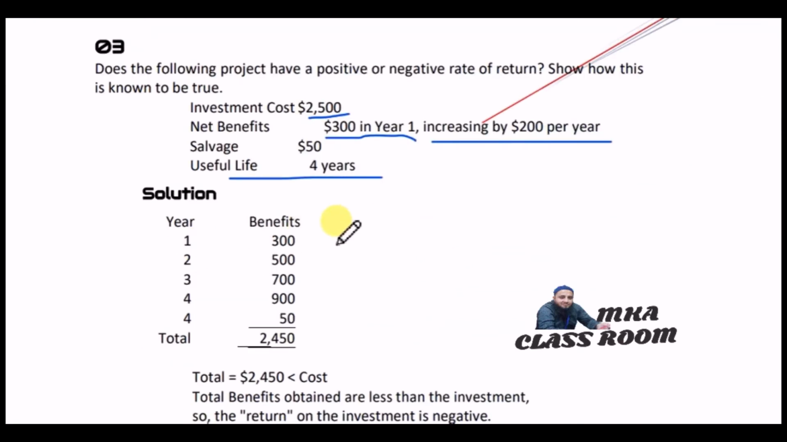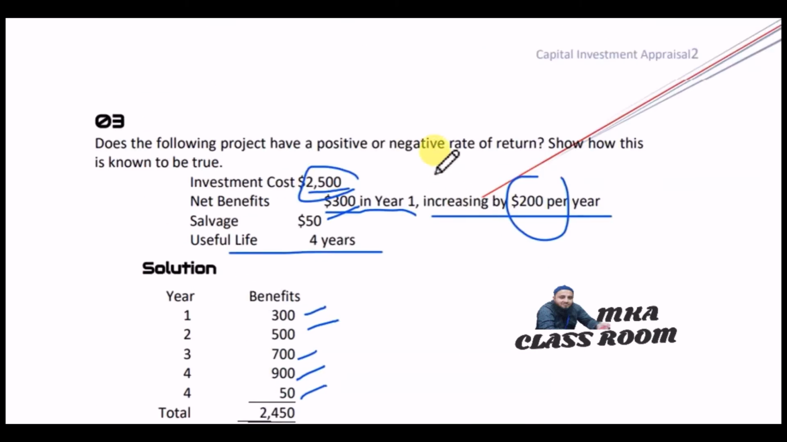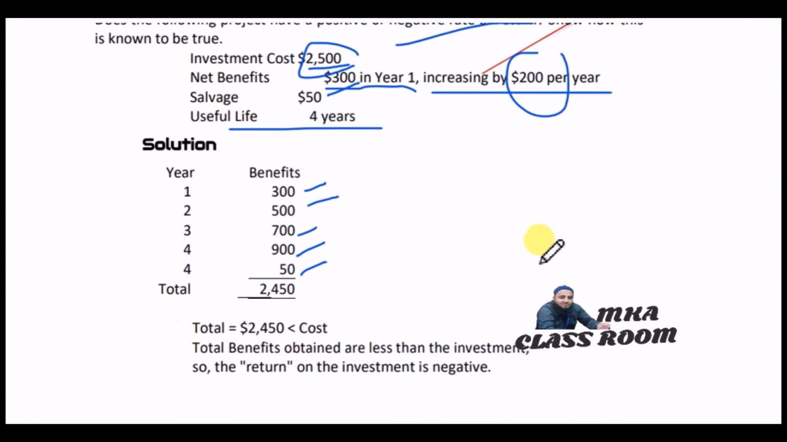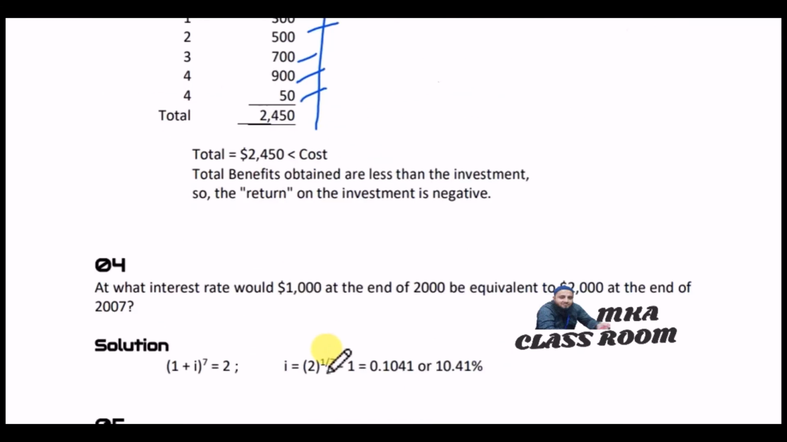So you see the benefit. First year 300, increasing by 200 per year: 500, 700, 900, and salvage value 50. If you sum this amount, you get 2450 taka at the end of 4 years, but your investment is 2500, so obviously negative rate of return. If you calculate in the normal sense, the return on investment is negative.